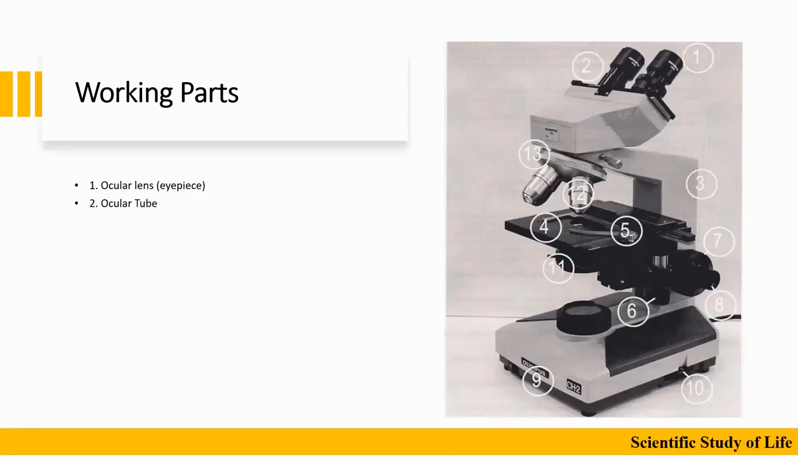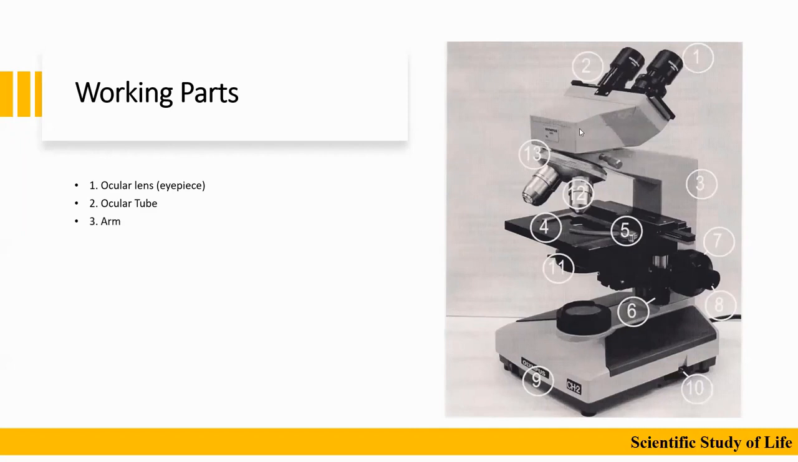We have the ocular tube, which is used in the microscope specifically where the light passes from the objective to the eyepiece. So that is the medium through which light passes from the objective lens to the eyepiece. And this is the objective lens indicated by number 12. So light passes from the objective lens to the eyepiece through the ocular tube.